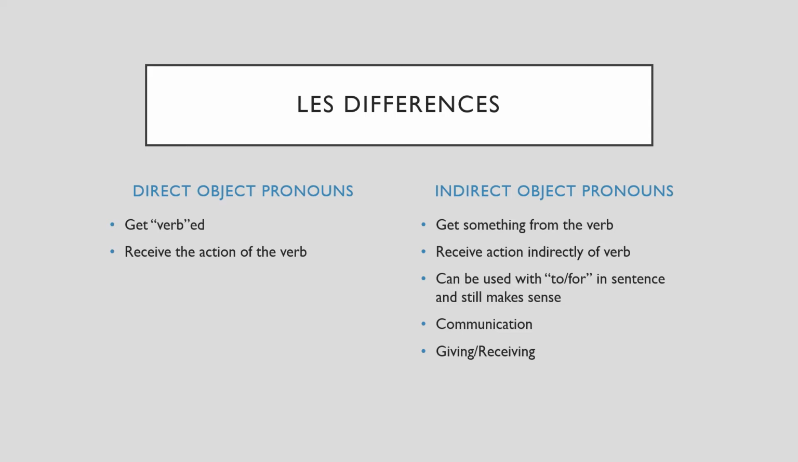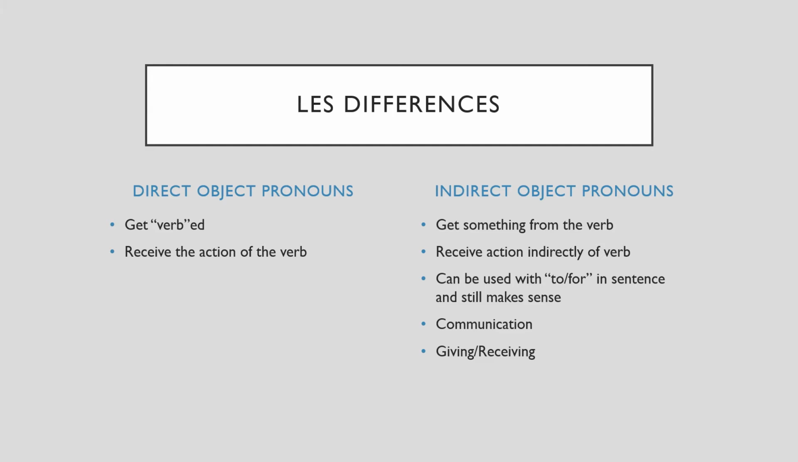So for instance, I'm writing her a letter. So I can ask myself, okay, what's getting verbed? What's getting written? Well, that's the letter. Okay, there's my direct object. Who's getting the letter? Her. So I now know that her is my indirect object because it's getting something from the verb. Or I put in the word to. I'm writing a letter to her. Hey, it still makes sense. So that tells me her is an indirect object. Communication, writing. Well, that has to do with communication, so I know that probably needs an indirect object pronoun.